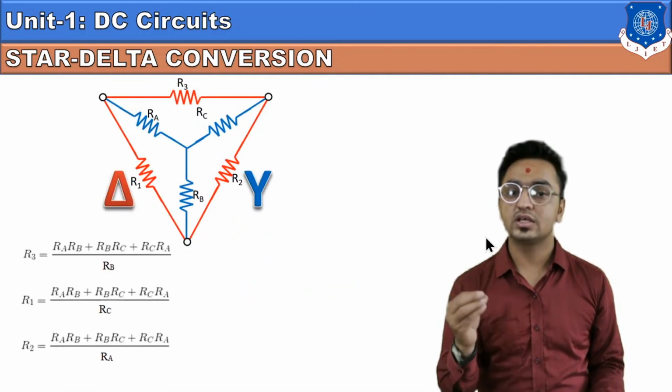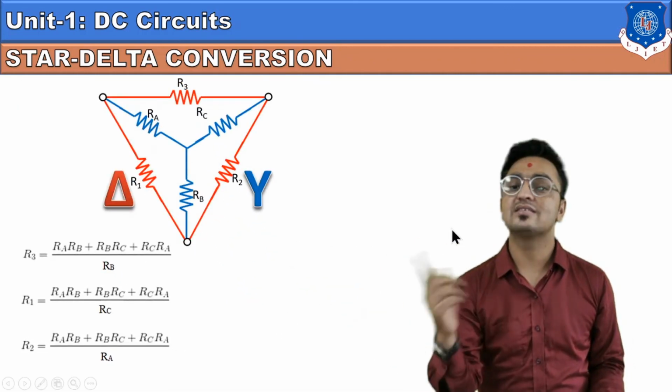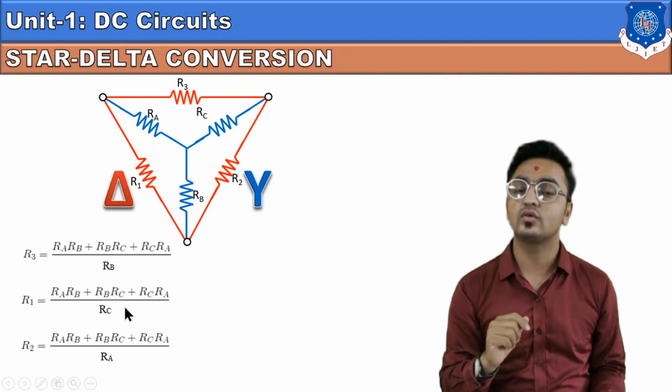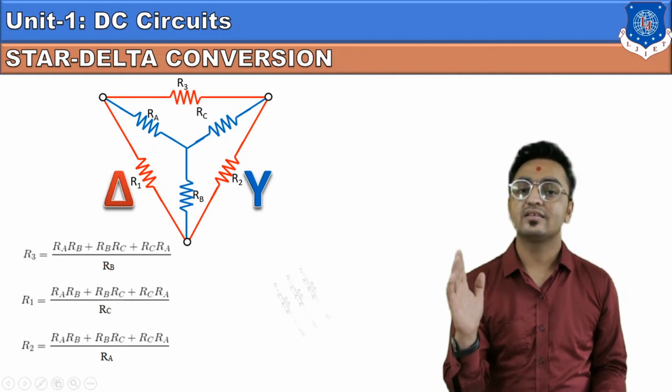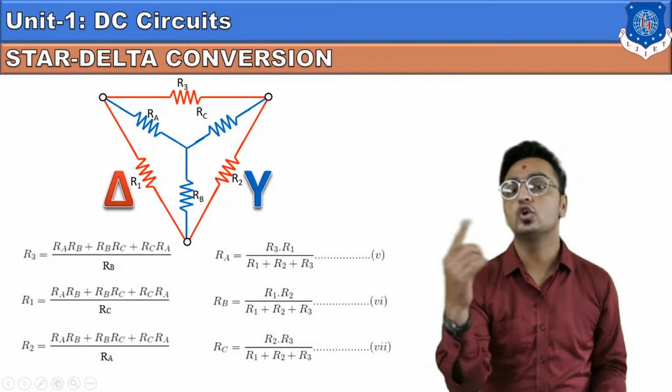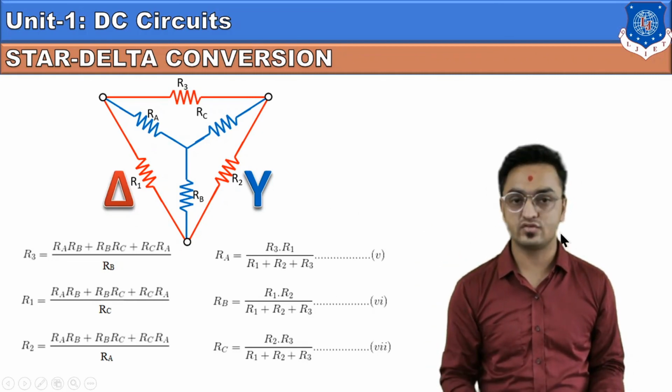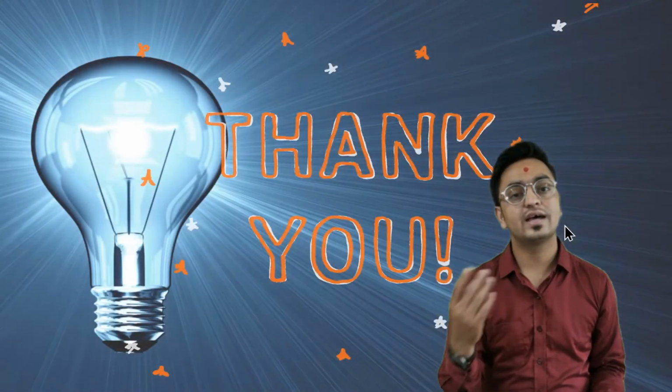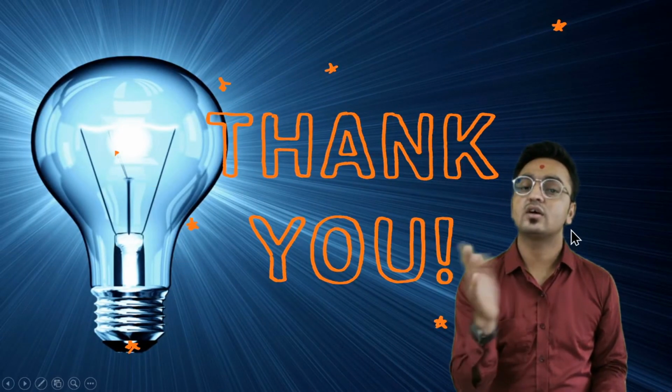So this was the delta to star and star to delta connection. Here, this is the final equation for delta to star, and in the same way this is the final equation for star to delta connection. By using these equations you can directly convert delta to star or star to delta.